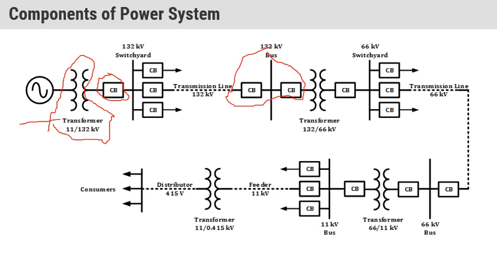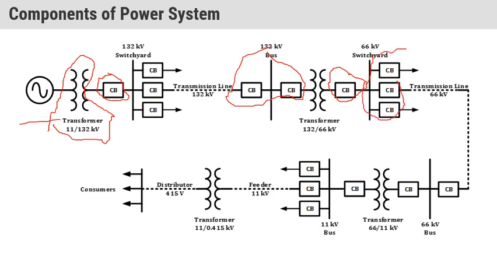Then we have a transformer, then we have again a circuit breaker. So in short, a circuit breaker is connected after the equipment, after the transformer and before the transformer, and after the bus bar and before the bus bar. Okay, so you can see here all the circuit breakers are connected.